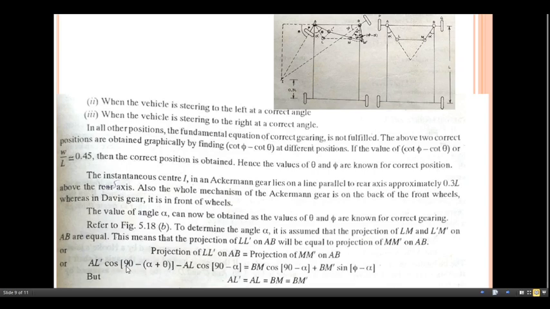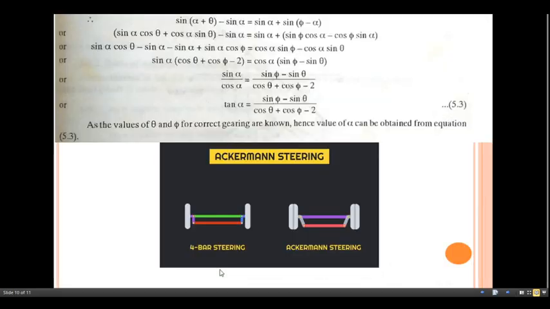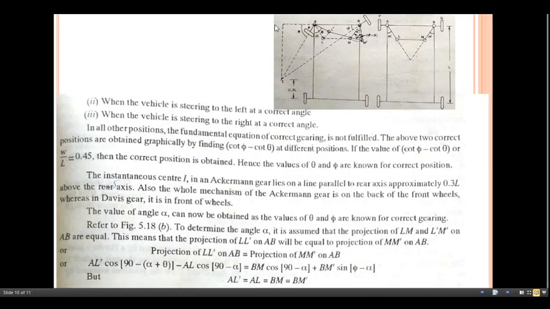Cos of 90 minus any angle is nothing but the sine of that angle. Sine of alpha plus theta, in this we can get it. Similar case with this one, cos of 90 minus alpha means sine of alpha. So what about the next one? Similar case with the next term, cos of 90 minus alpha means sine of alpha. And what about this, sine of phi minus alpha?